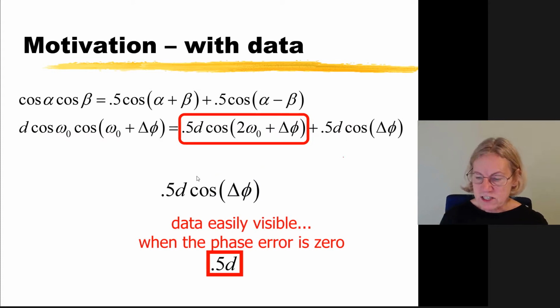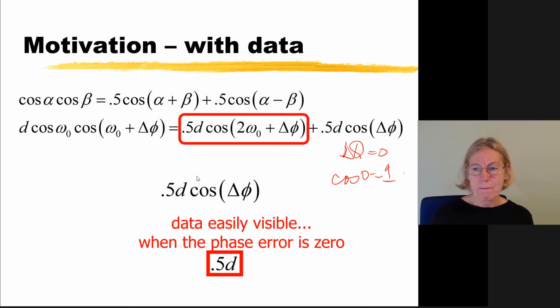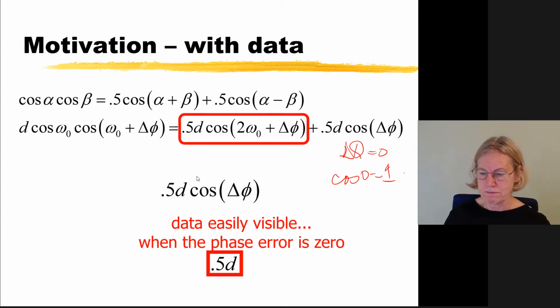Now, if delta phi is itself equal to 0, then everything's cool, because cosine of 0 is equal to 1, and so then I get my data right back. But what happens if delta phi is equal to, like, pi over 2 or something? In that case, I completely lose my data. And so trying to do coherent detection, trying to use a correlator when you don't actually know the phase, is like playing Russian roulette, because you could just lose everything.